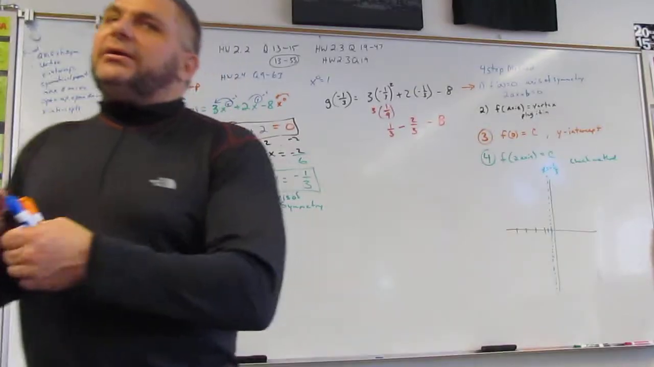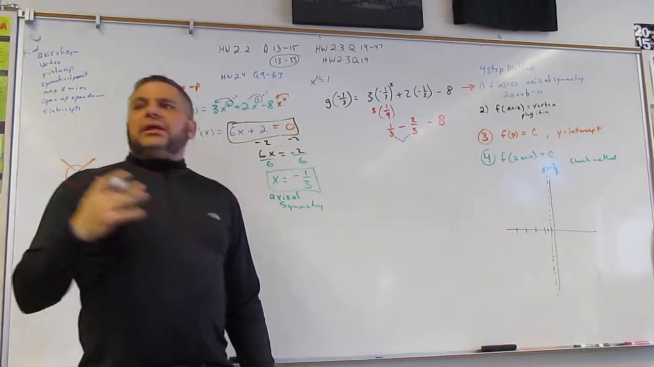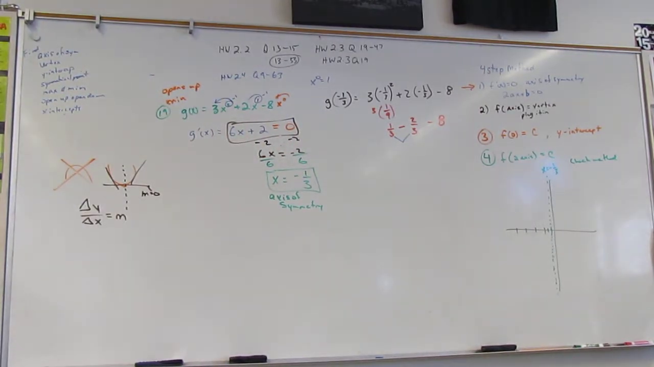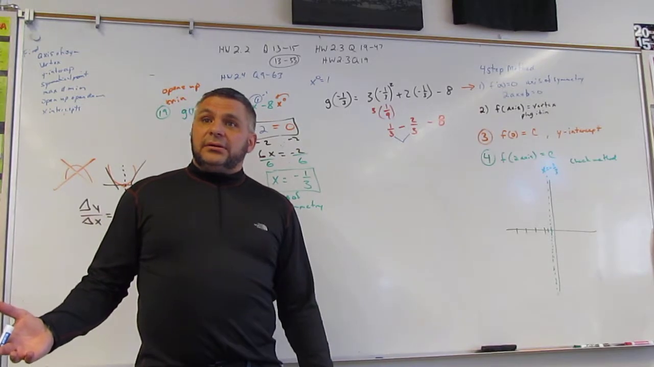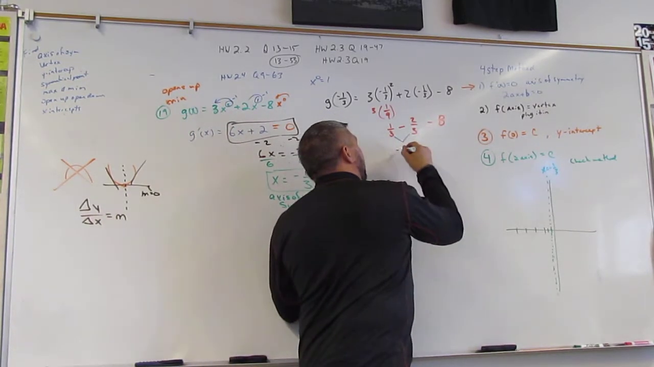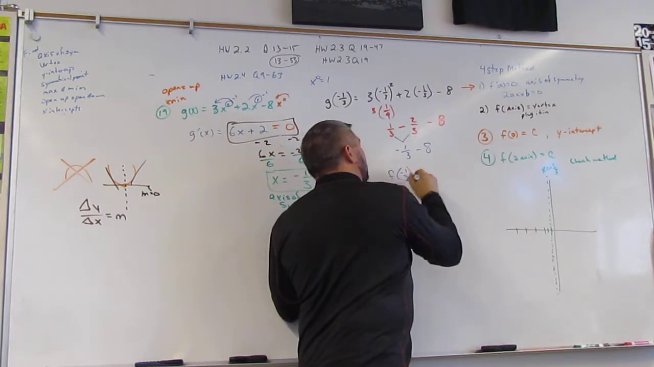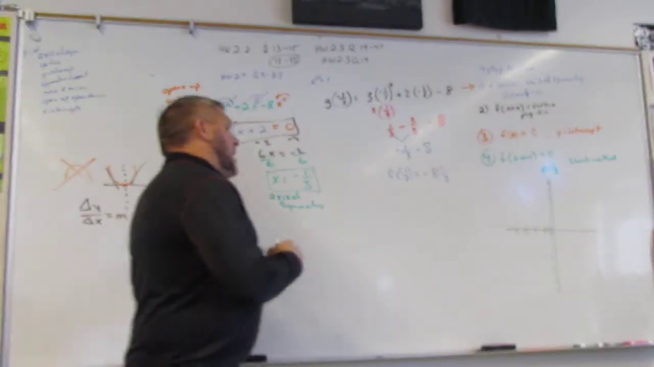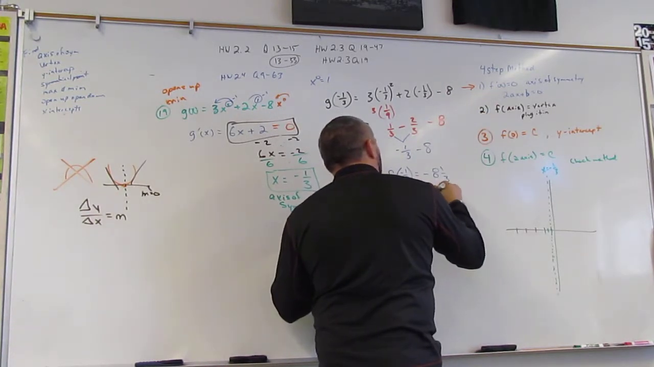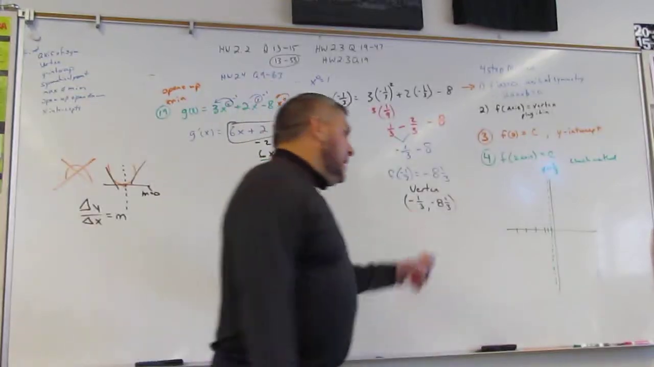Now, here's how you know you're doing it right. This should be half of this. It needs to be half. If it's 28, it should be 14. And 1/3 is half of 2/3. Does that make sense? So when I subtract 2/3 from this, I'm going to get negative 1/3 minus 8. So f of negative 1/3 is equal to negative 8 1/3. Everybody got me to that point? So the vertex is at negative 1/3 and negative 8 1/3.